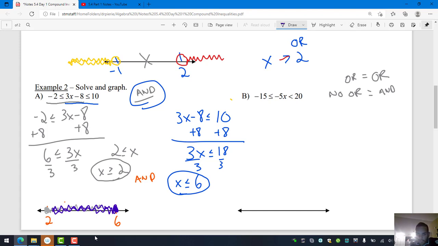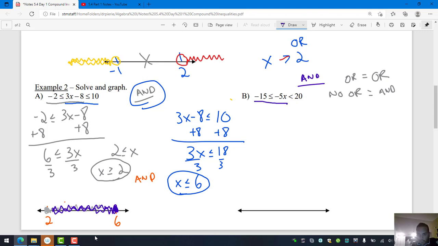Negative 15 is less than or equal to negative 5x, which is less than 20. Okay? Ask yourself this question first. Is it and or is it or? Well, do you see the word or written out? No, we do not. Once again, this is an and compound inequality. Both conditions are going to need to be met. So let's split this thing in half.